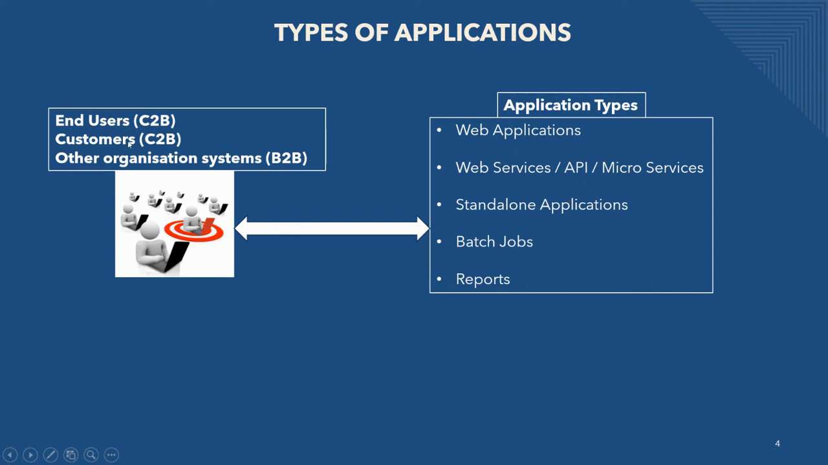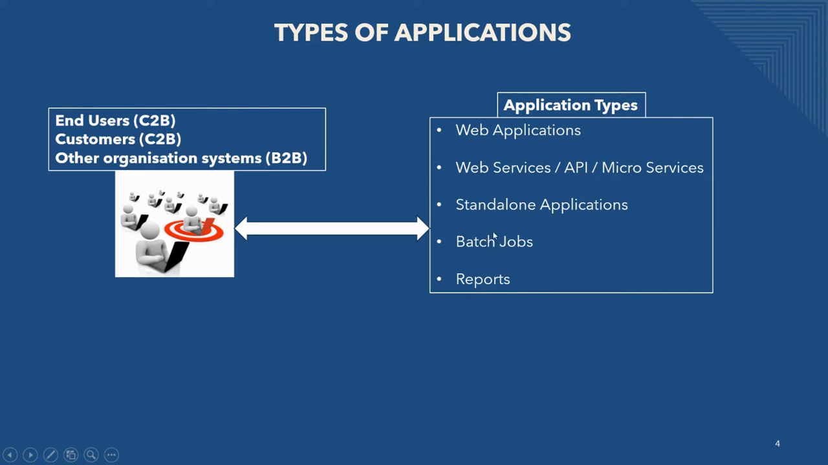End users and customers are the ones who generally access all these applications except web services, APIs, or microservices. They might indirectly access them, but directly they access only web applications, standalone applications, or reports. So even batch jobs, they will not have any relationship with. Organizations and other systems interact with applications using web services. Batch jobs run behind the scenes.